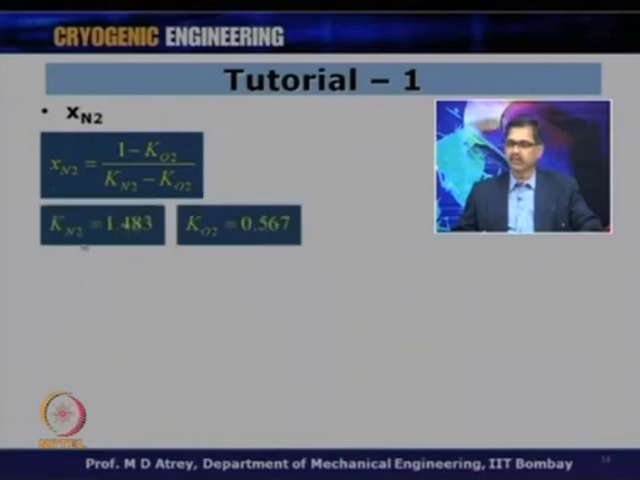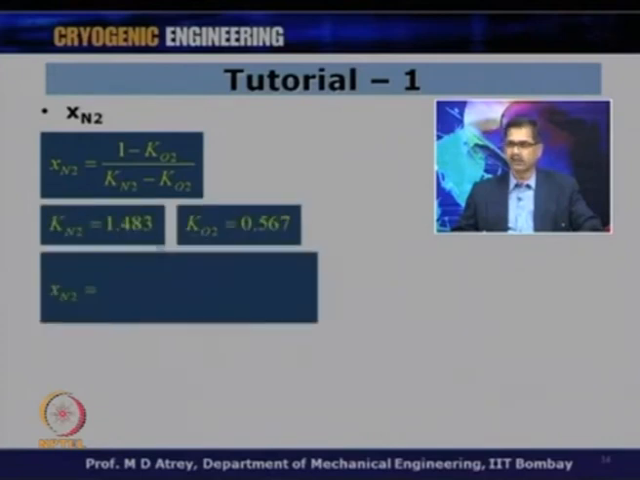Put in the values of Kn2 and KO2 as we have just calculated. I will get the value of xn2 is equal to 0.472. Clear? I think it's very simple and straightforward.